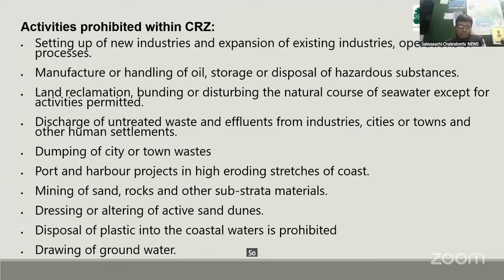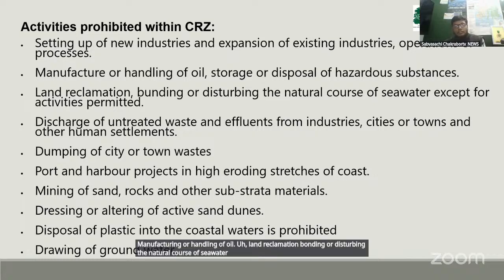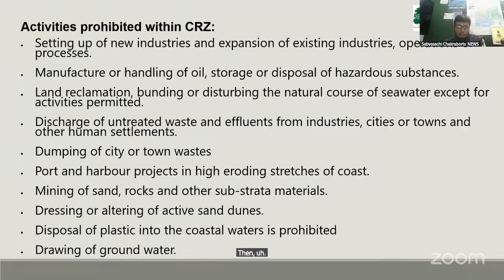So what are the activities that are prohibited in the coastal regulatory zone? Setting up of new industries and expansion of existing industries, manufacturing or handling of oil, land reclamation, bunding or disturbing the natural course of seawater except for permitted activities, dumping of wastes, groundwater extraction, disposal of plastics, dressing or altering sand dunes, sand mining, dressing or altering of active sand dunes, and construction of ports and harbor projects in highly eroding regions.